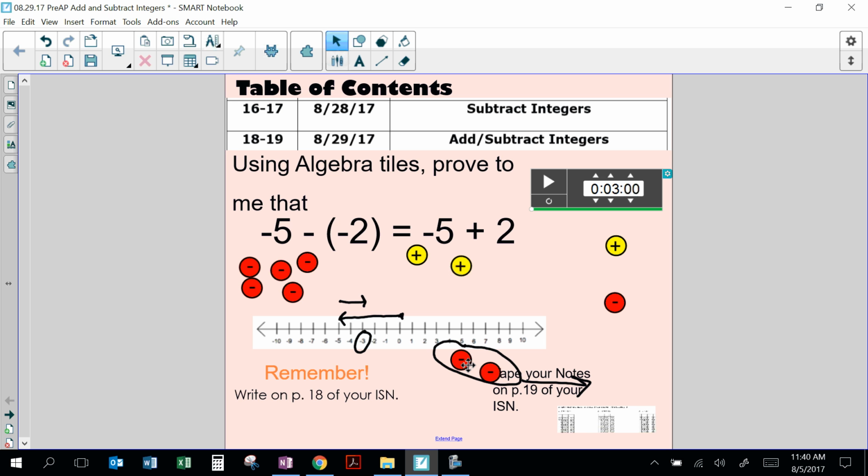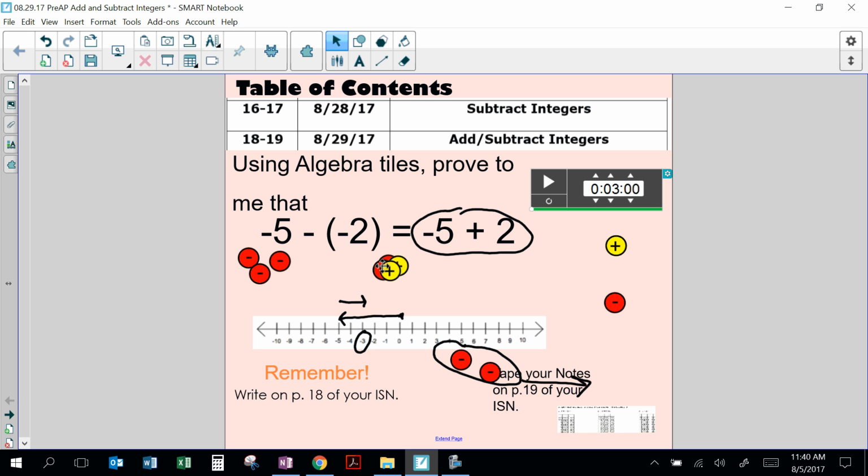So let's look at what I have left. What two integers do I have left? I have -5 and I have 2. So -5 plus 2 is right here. These are 0 pairs, and the answer is -3. So it does work.